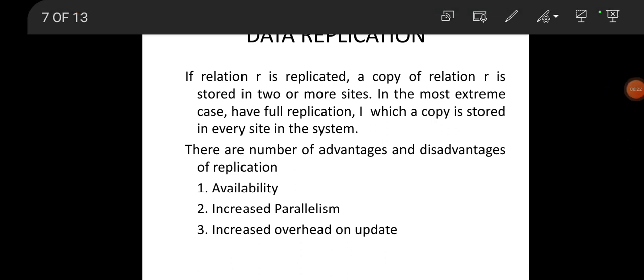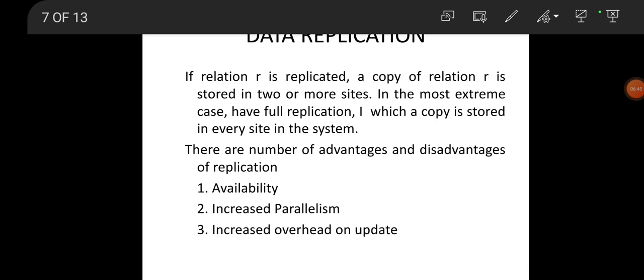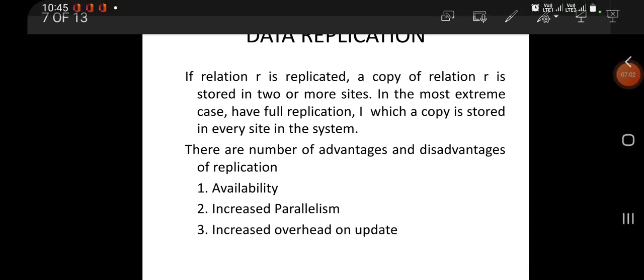Increased overhead on update. The system must ensure that all replicas of a relation are consistent, otherwise erroneous computations may result. Thus, whenever R is updated, the update must be propagated to all sites containing replicas. The result is increased overhead. Example, in a banking system where account information is replicated in various sites, it is necessary to ensure that the balance in a particular account agrees in all sites.